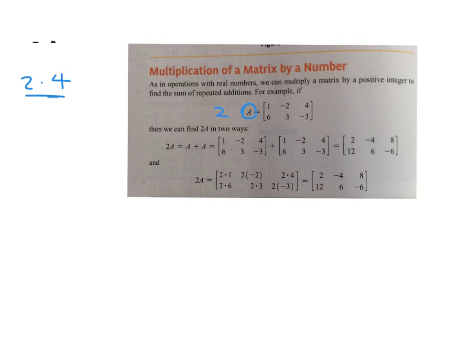Okay, so the way you multiply is you take basically matrix A and multiply each element in A by 2. Okay, so we're going to multiply 2 times 1, 2 times 6, negative 2, 3, 4, negative 3, and we're going to get this right here. So for example, this 8 came from multiplying 2 times this 4 right here. And that's all there is to multiplying by a number.